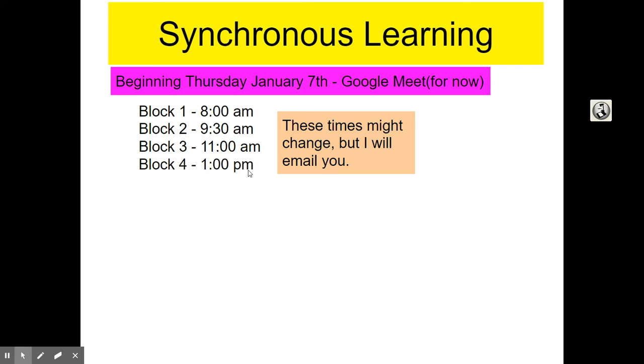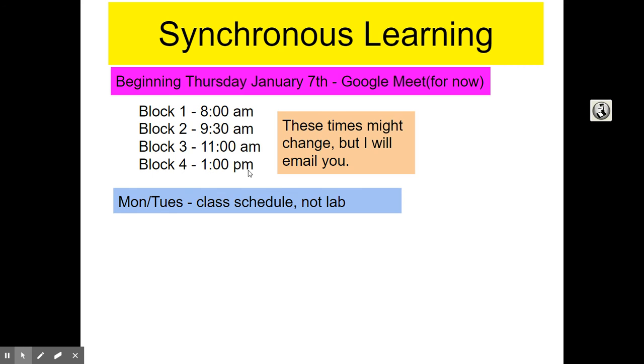All right, right now this is the time I think will work both when we're completely remote and when we're hybrid. I might have to adjust the times once we get back into class where we have some kids in class, but right now we'll go 8, 9:30, 11, and 1. The important thing is we're only going to meet on our quote unquote class day, not our lab day. So you have to follow your class schedule.